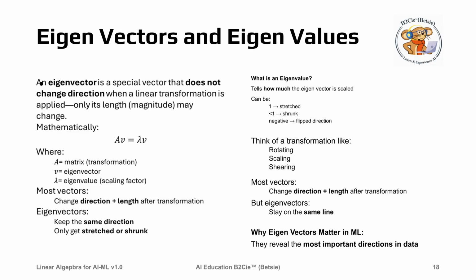Just to make sure that it stays in your mind, please allow me to repeat. An eigenvector is a special vector that does not change direction when a linear transformation is applied. Only its length may change, and the eigenvalue tells how much the eigenvector is scaled. The vectors may be stretched or even shrunk, and it is important to remember that vectors need to be in the same vector space at all times.